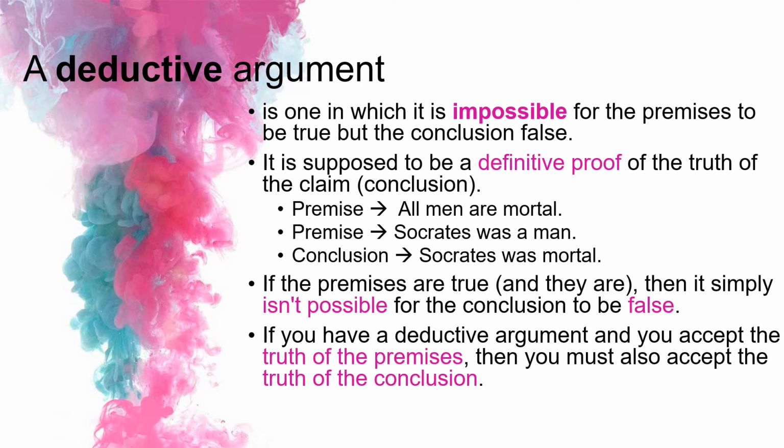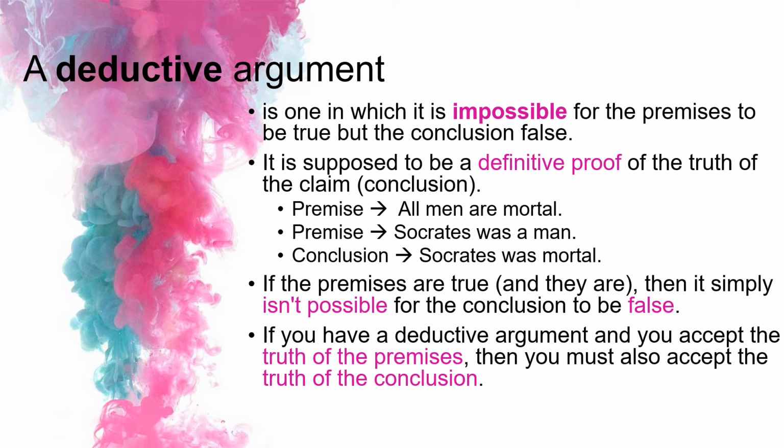Premise one: all men are mortal. Another premise would be: Socrates was a man. So the conclusion that comes from the premises is: Socrates was mortal. That's why I say that if the premises are true and provide true information, then the conclusion that comes from the premises is the truth.